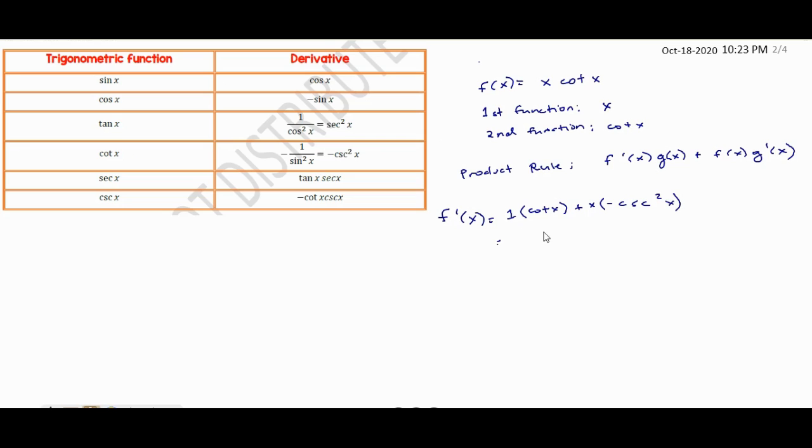Now let's simplify. 1 times cotangent x is of course cotangent x. While for the second term, since we have here a product, this is going to be negative x cosecant squared x. So that's it. This is now our derivative for the function x cotangent x.